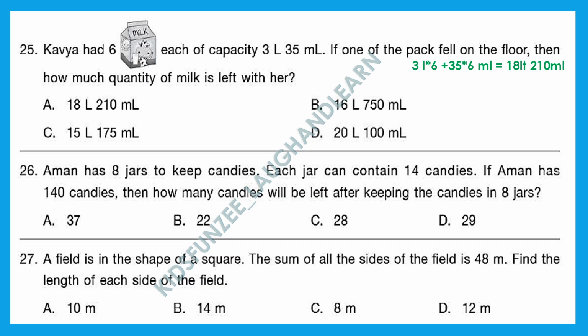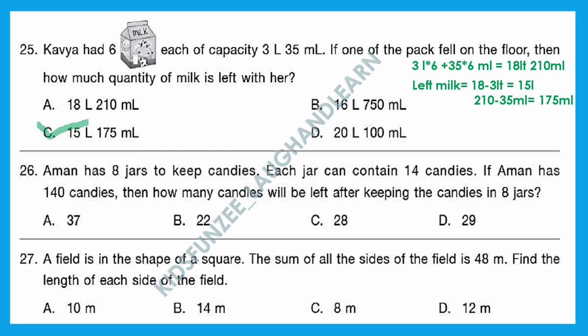Now one packet fell on the floor. What we have to do? We have to now subtract. From 18 liter 210 ml, we have to subtract 3 liter and 35 ml. The right answer, what do we get is 15 liter and 175 ml is left with her, which is option C. Let's see the next question.